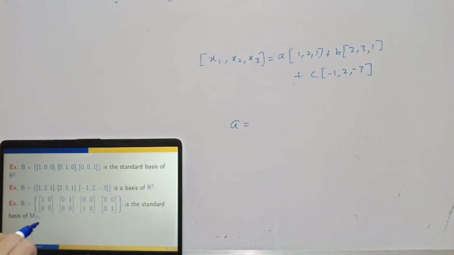Next example, the set of these four matrices of order 2 cross 2 is a standard basis of M22. You can verify yourself. It is trivial. These four vectors in this set are linearly independent. You can check it quickly without doing the calculations. And any 2 cross 2 matrix can be written as linear combination of these four matrices, right? So this is basis. In fact, it is standard basis.